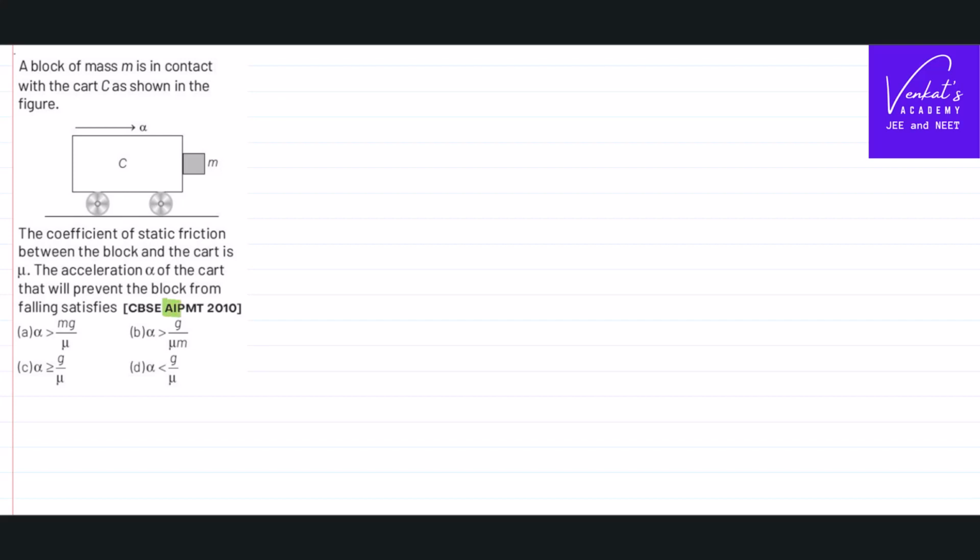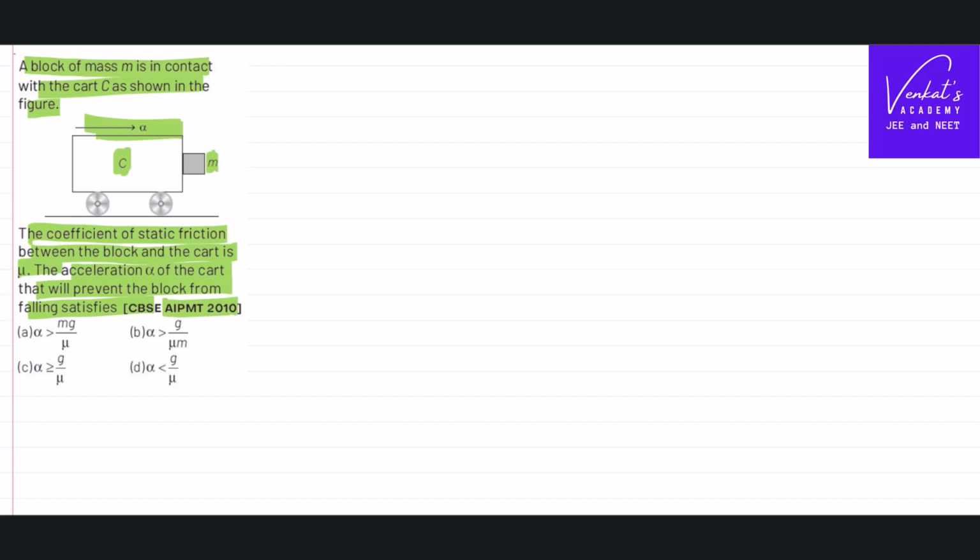This is an AIPMT 2010 question based on the concept of friction. The problem is like this. A block of mass M is in contact with a cart C as shown in the diagram. The coefficient of static friction between the block and the cart is mu. What acceleration alpha of the cart will prevent the block from falling, so that this block won't slip down, right?